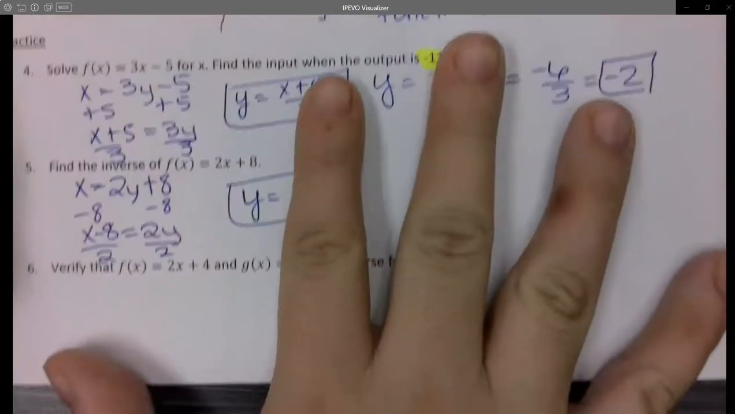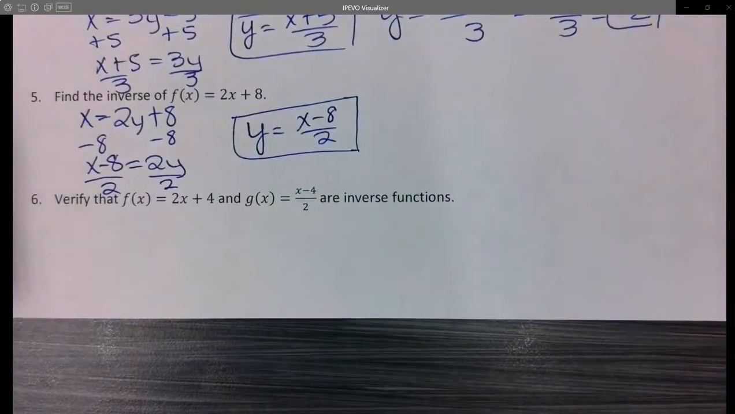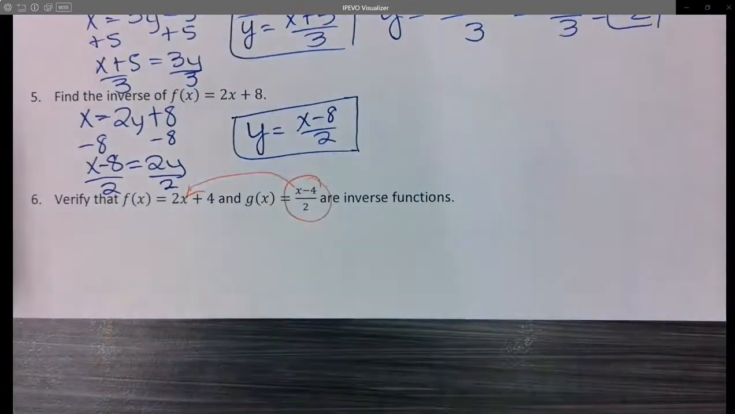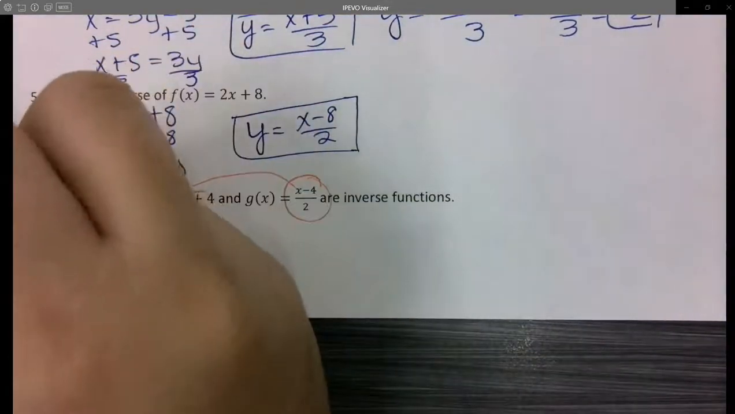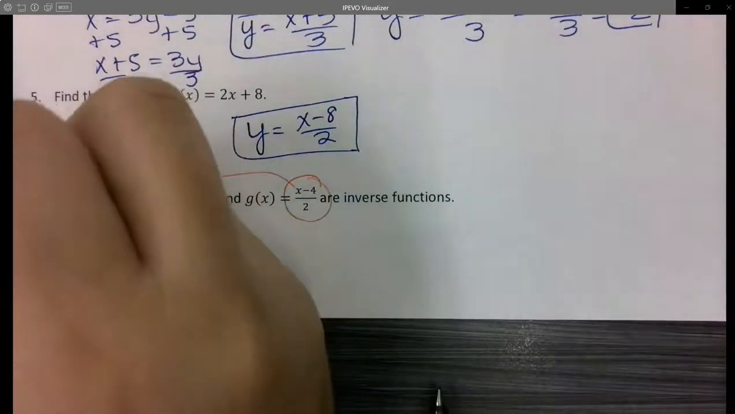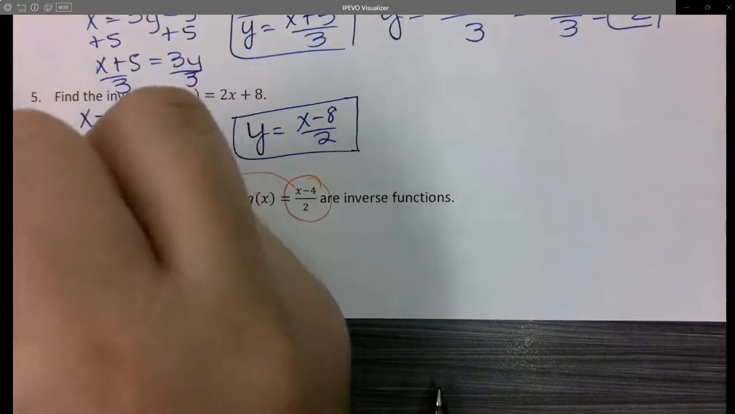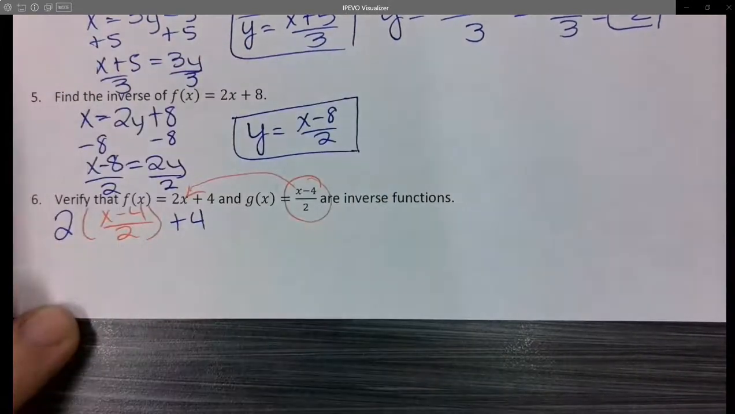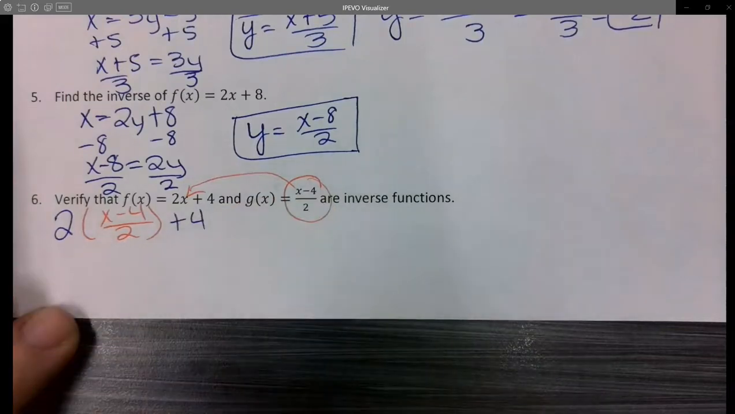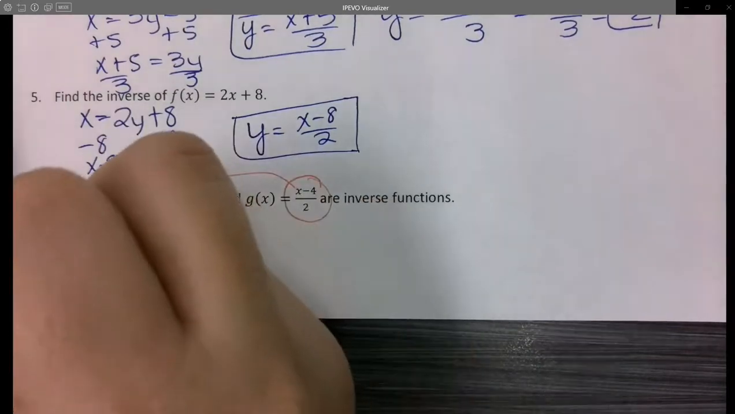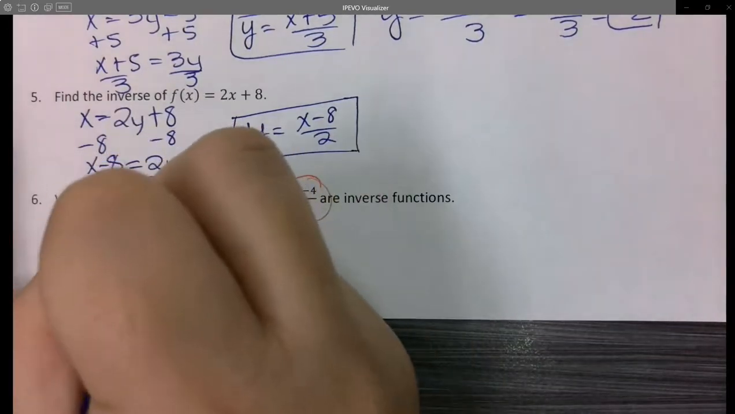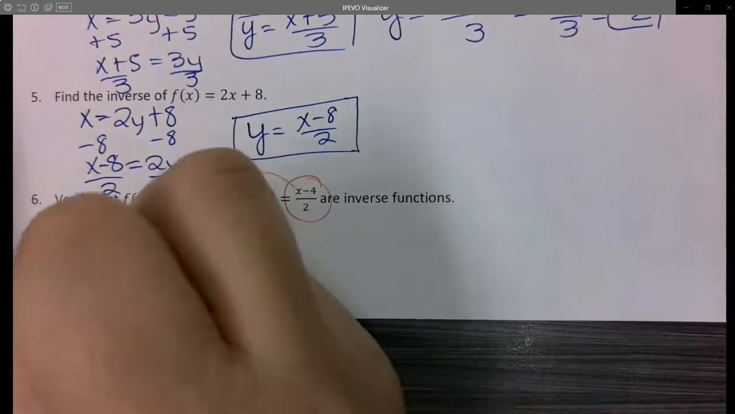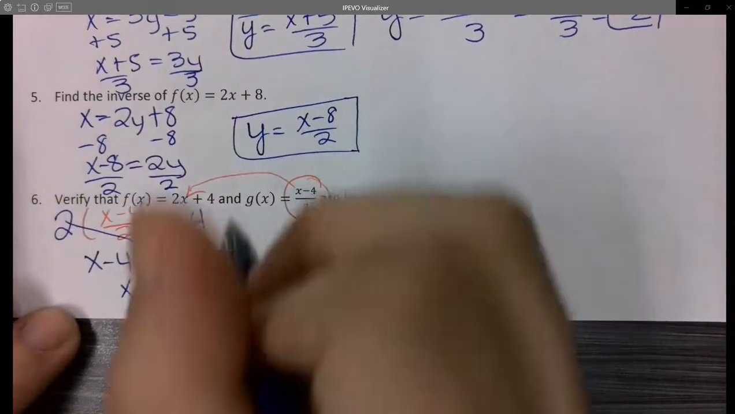Okay. The last one wants me to verify that the two are inverses. So I am going to take this and plug in for the x. So I have 2, and then I'm plugging this in. x minus 4 divided by 2, plus 4. The 2's cancel out. So I have x minus 4 plus 4. The 4's cancel out, and I get just x. So it works that way.